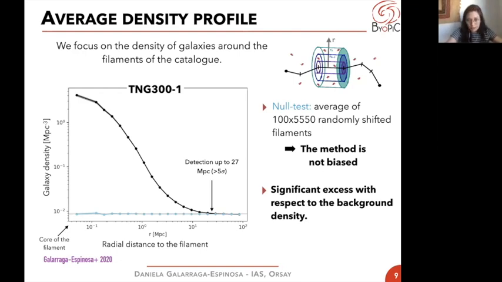First I will explain the blue curve, which is the null test that was done in order to test the method. It's flat, so we can say that the method is not biased. The black curve is the signal itself of the galaxies around the filament. We can say that there's a significant excess with respect to the background density, and that we have a signal up to 27 megaparsec away from the filament.